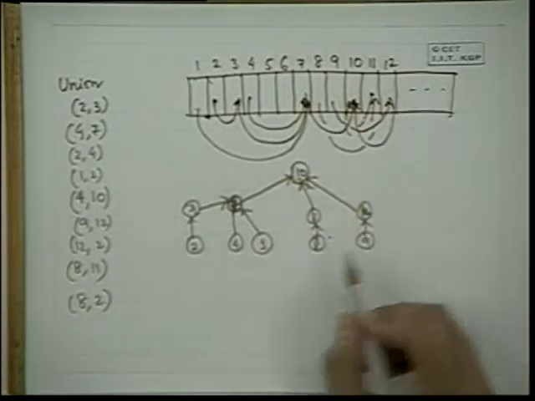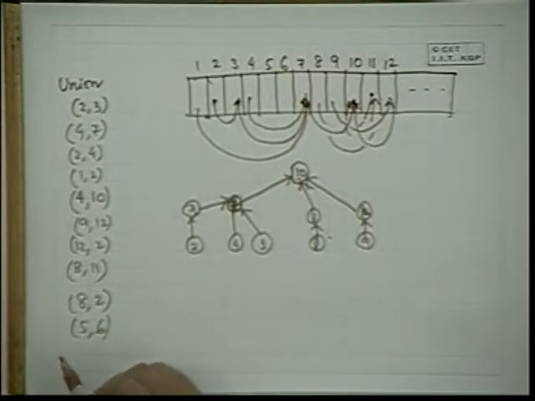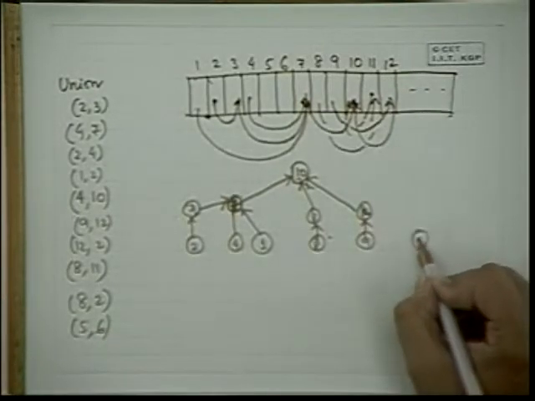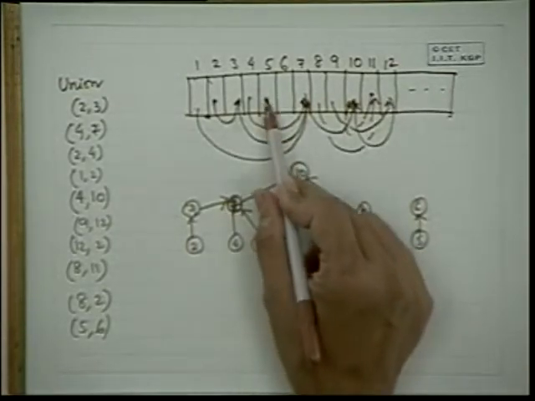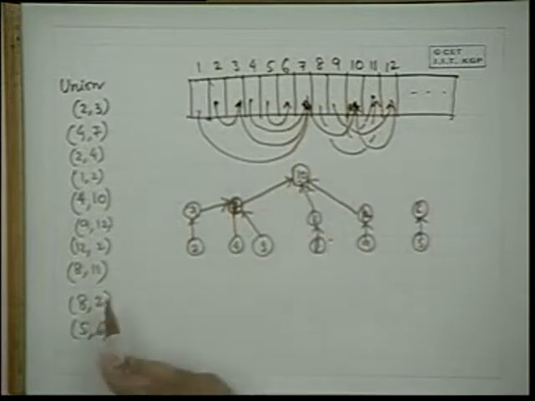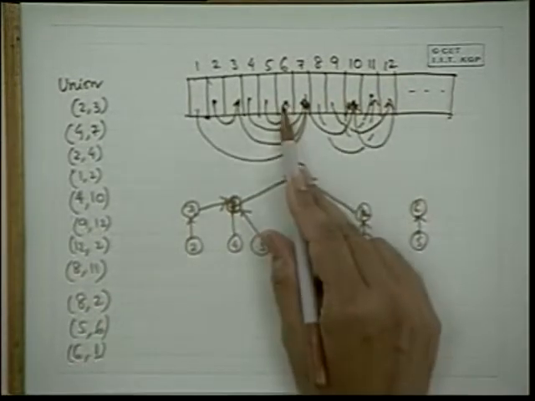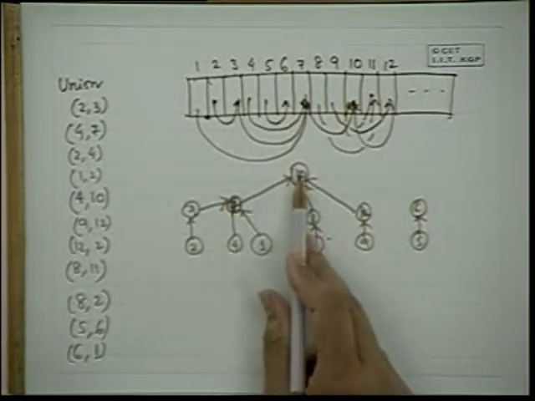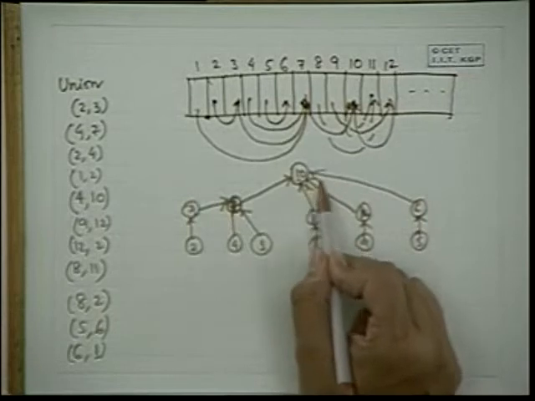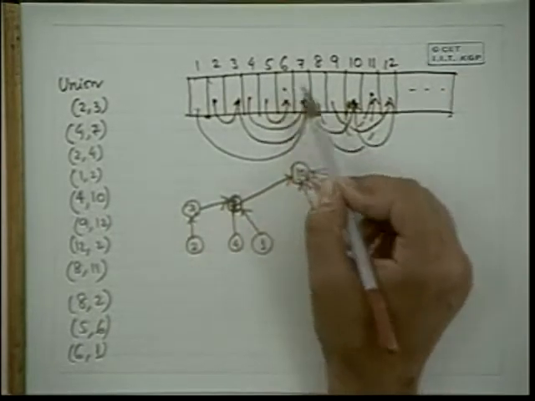Again it's a spaghetti. 8, 2. Then say 5, 6. Now 5 and 6 are by themselves, so 6 points to 6, and 5 and 6 basically point to 6. Then suppose 6, 1 comes. Then 6 is the root by itself and 1 is already in 10. So we will make 6 a child of 10. So 6 comes here, so 6 is made to point to 10.